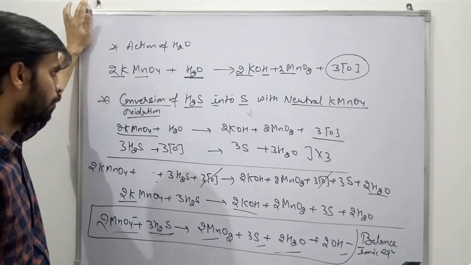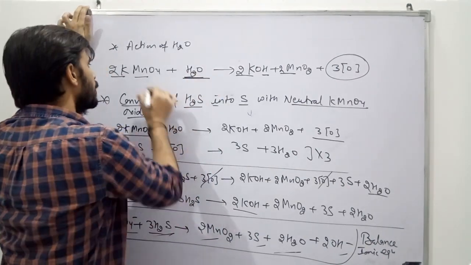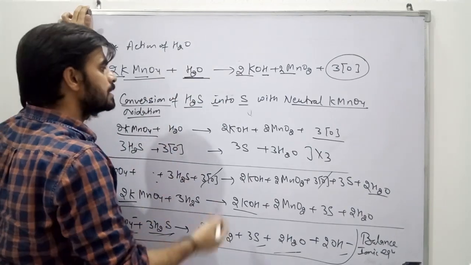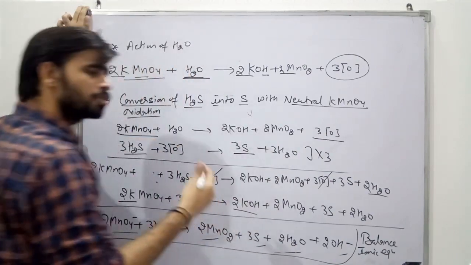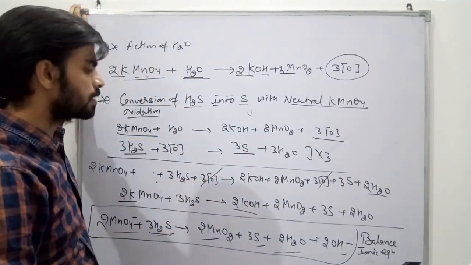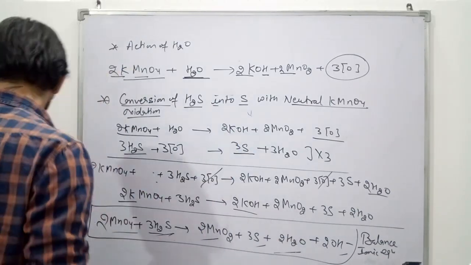I hope you get the point how we can use neutral KMnO4 for the oxidation of H2S into sulfur. There are so many reactions. We have just taken one example. All the reactions would proceed in the same way.